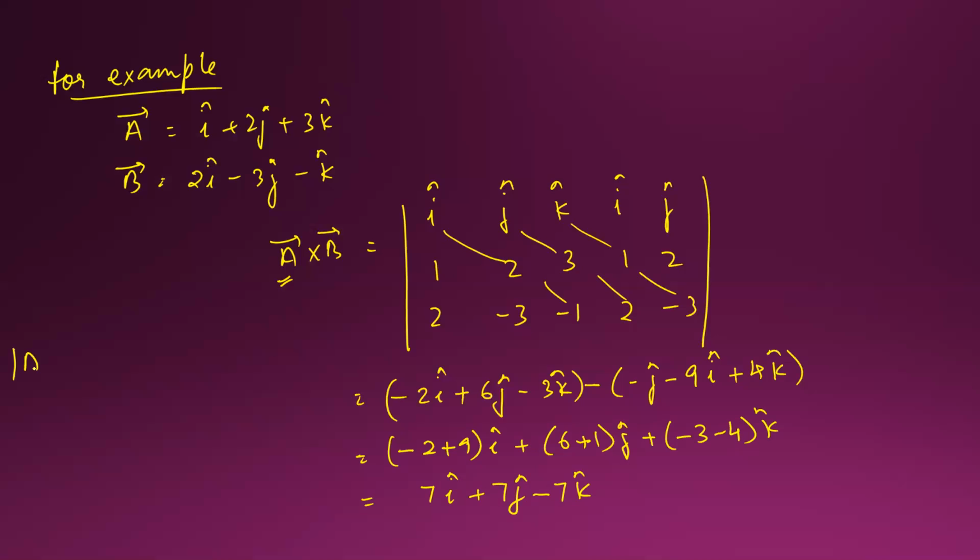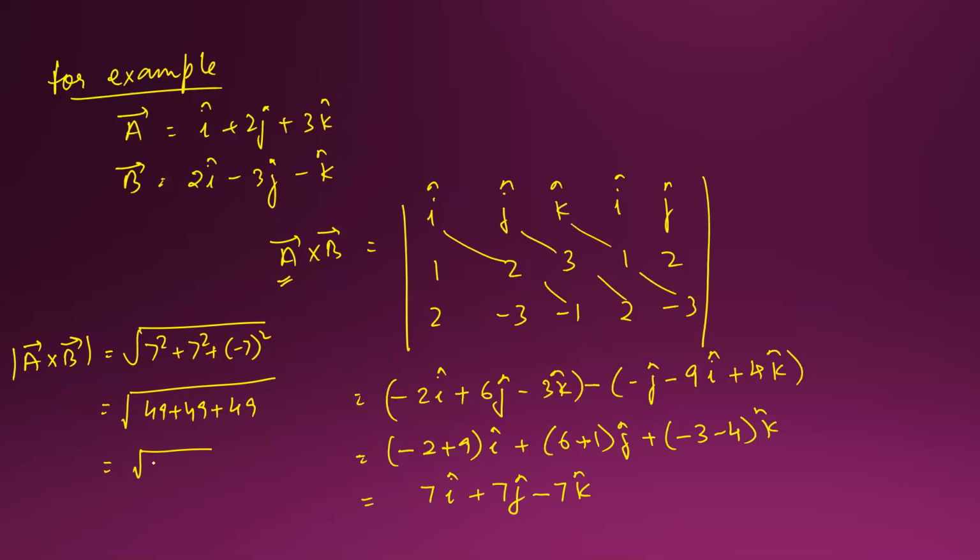So to find the mod of a vector cross b vector, what you have to do is under root of 7 square plus 7 square plus minus of 7 square. So the value will be 7 sevens are 49, 49, 49. If I add these values, I'll be able to find the magnitude of these vectors. So if I add 49 threes, how much? 147. So under root of 147. So this will be the magnitude of A cross B.